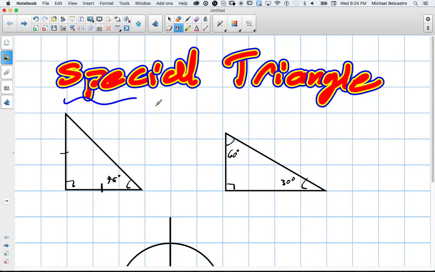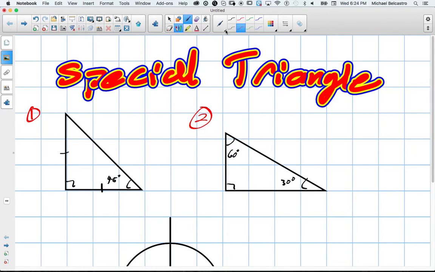So we're going to look at what are called special triangles. Both of these special triangles are right angle triangles, and these two have very specific measurements of their angles. We'll call this special triangle number 1 and special triangle number 2.